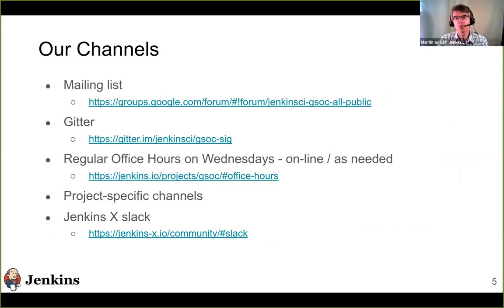Communication channels to reach out to us. We have a mailing list on the Google Groups. We have a Gitter chat under jenkins.ci/JSOC-SIG. SIG stands for Special Interest Group. We have regular office hours on Wednesdays. We are holding them online and via video call whenever needed. There are project-specific channels that you can reach if you are interested in one of our specific Summer of Code projects. And the Jenkins X Slack channel is also open for questions and participation.